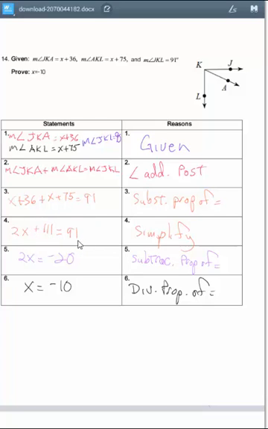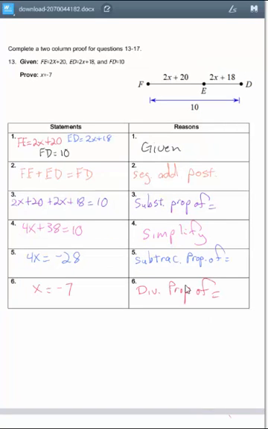Then I'm going to subtract 111 from both sides and get 2x equals negative 20, which is the subtraction property of equality. I'm then going to divide both sides by 2, get x equals negative 10, which is what I'm trying to prove, so I don't need to go any further. And I'll justify that with the reason of division property of equality.